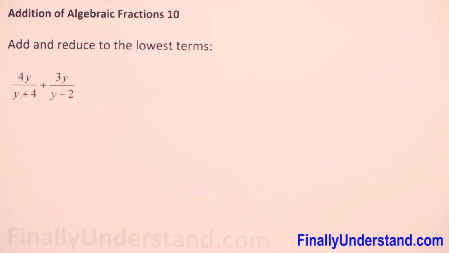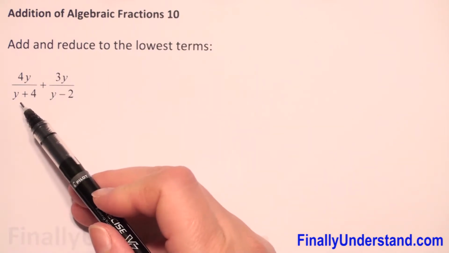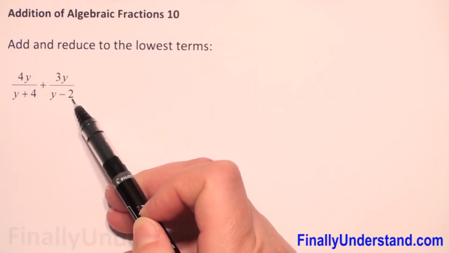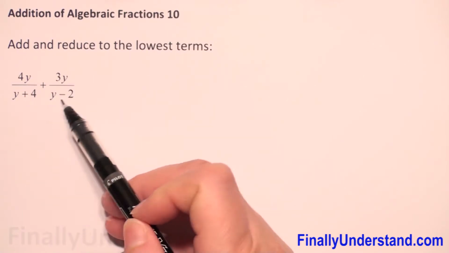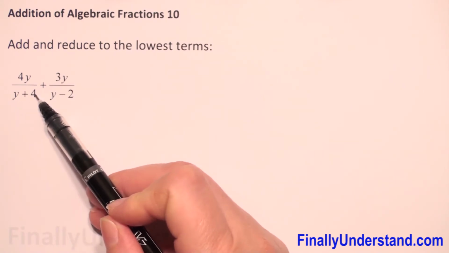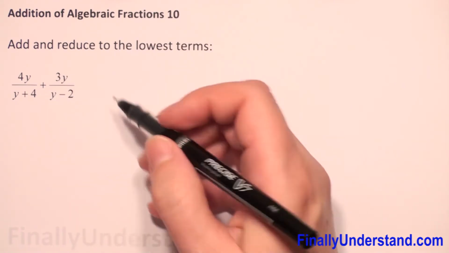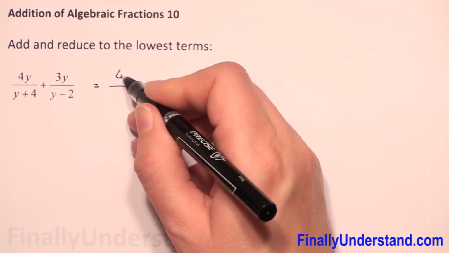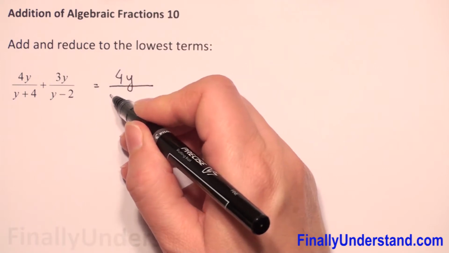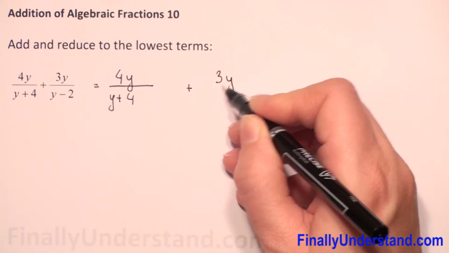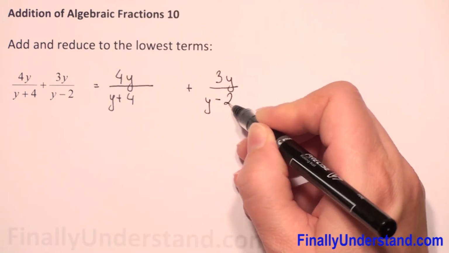How do we do this? When we have y plus 4 and y minus 2 in the denominators, these two terms are different. So we have to just multiply this term by this term. Let me copy these two algebraic fractions: 4y over y plus 4 plus 3y over y minus 2.